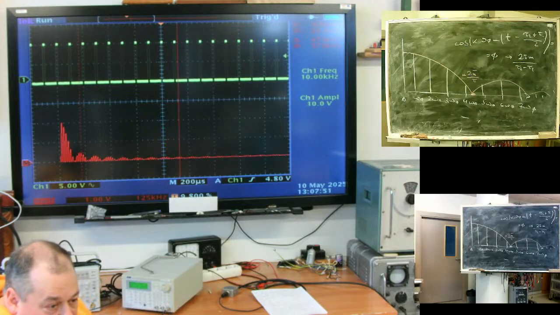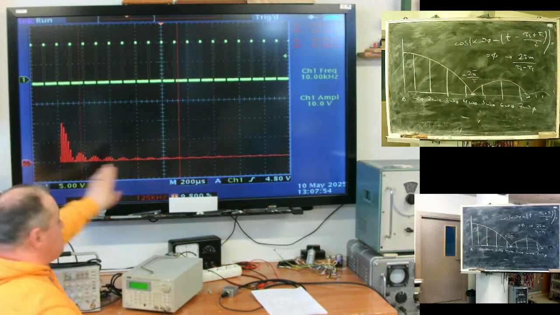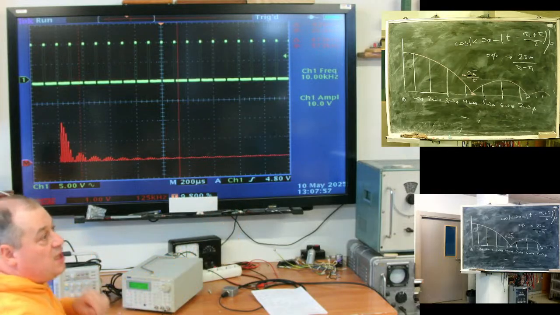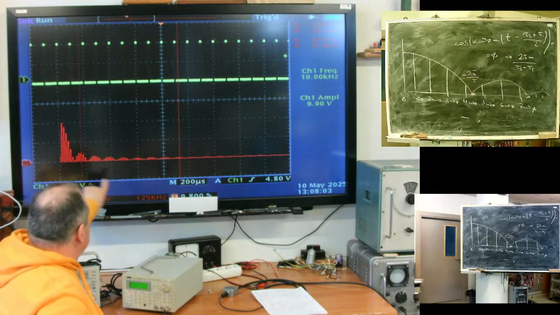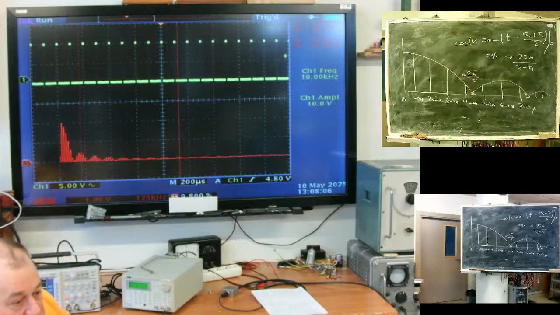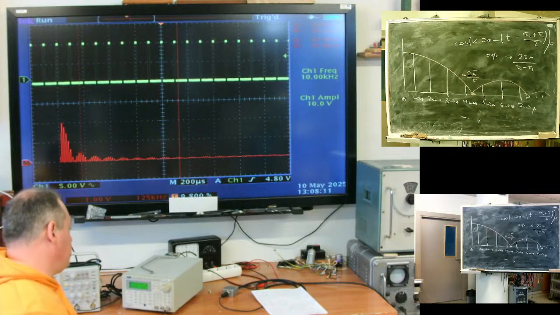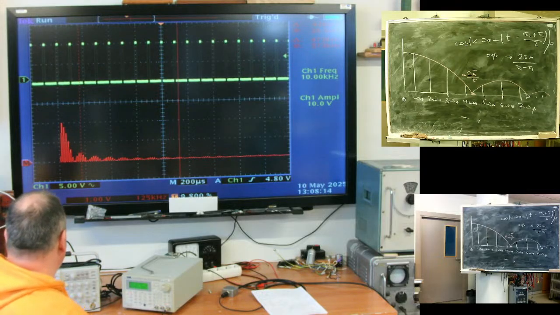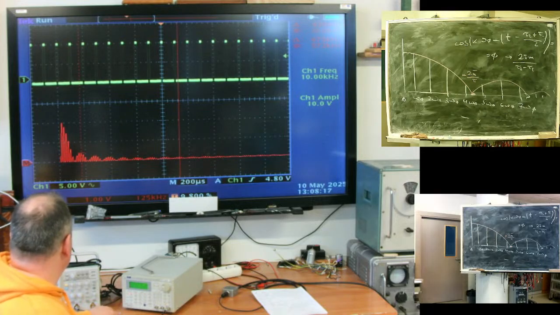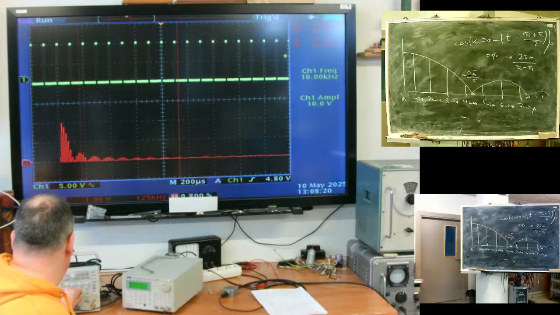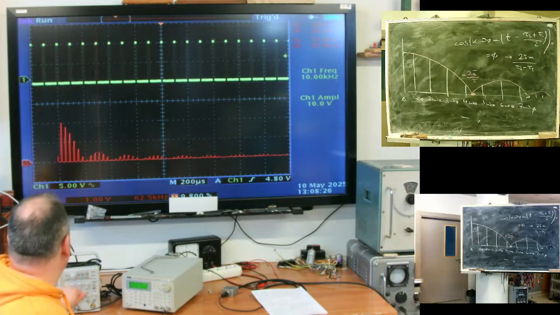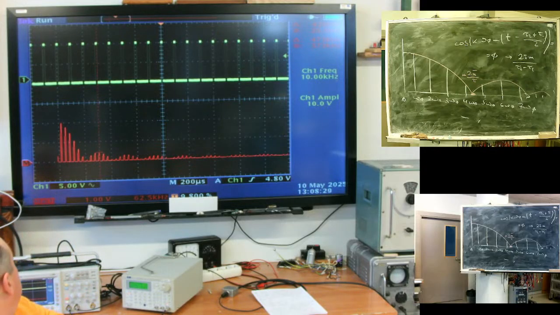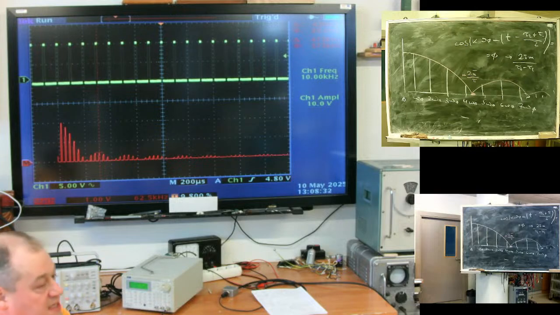So, change of period or frequency of the sequence changes the distance between spectral lines. Duty cycle or change of tau changes these waves, changes the zero points. Oh, nice. A set of waves. This is the carrier itself.